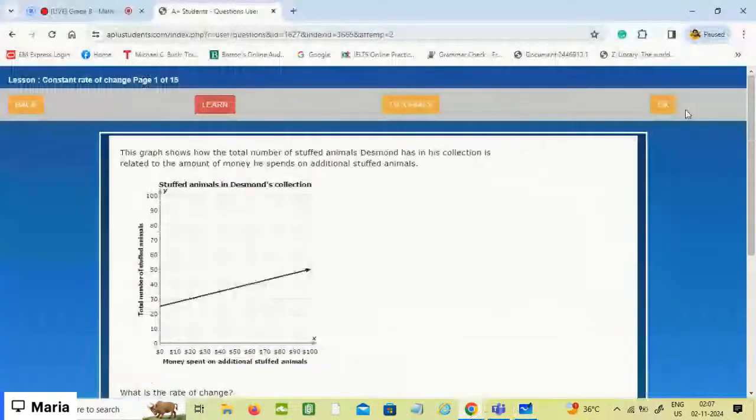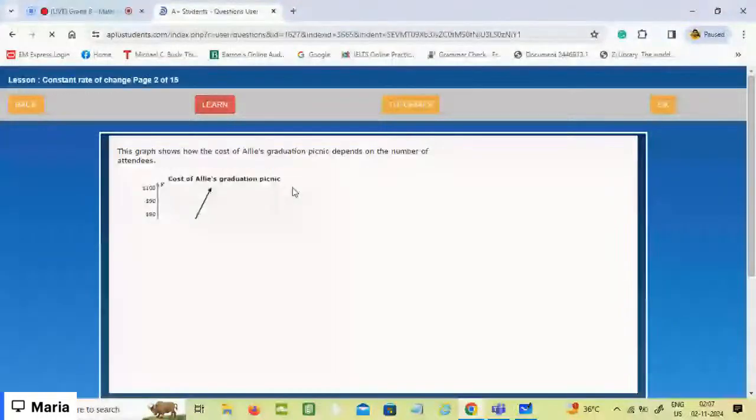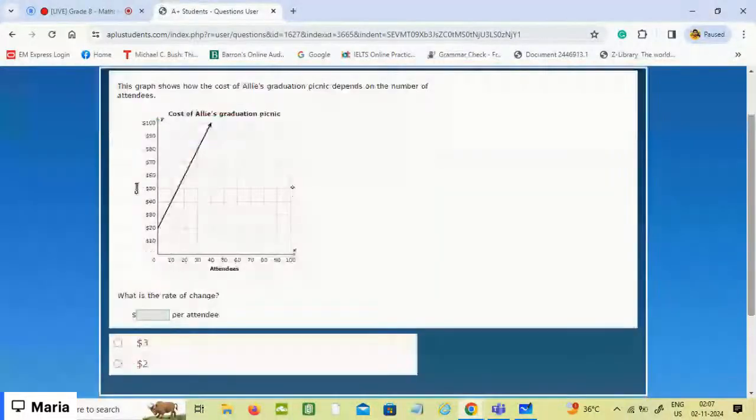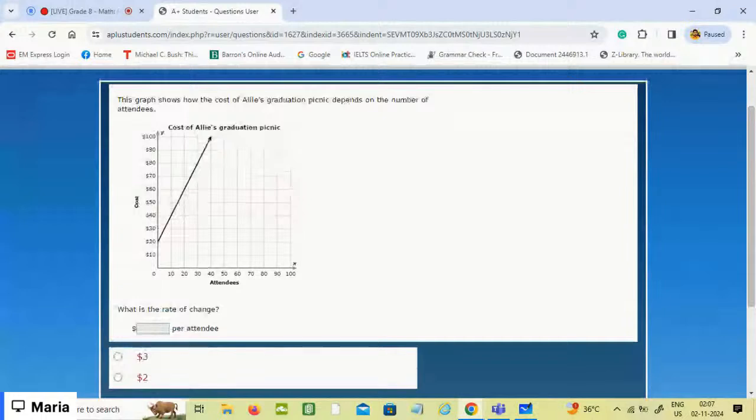The graph shows how the cost of Ali's graduation picnic depends on the number of attendees. What is the rate of change? You need to calculate the rate of change. You can use the triangle method, right? Just use this point and this point, and make a triangle. So the change in y is 2 and change in x is 1. So that is 2. Option number 2 is the correct option.